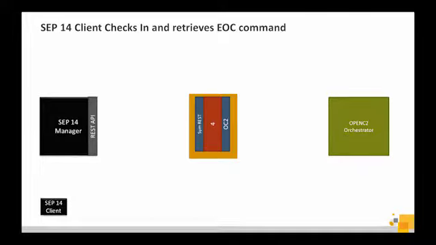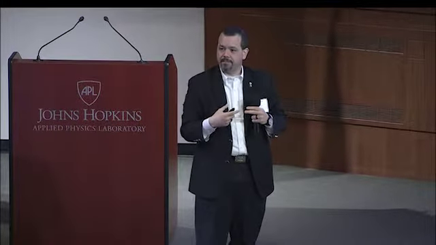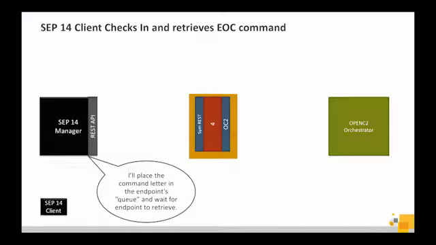All right. And then here, I'm going to show the SEP client checking in and retrieving our evidence of compromise scan. I'm leveraging the API inside of Symantec that allows evidence of compromise scans, basically looking for registry keys, files, processes, and a lot of other stuff, but I can't expose that just yet. Stay tuned. I'll place the command letter in the endpoint's queue and wait for the endpoint to retrieve.